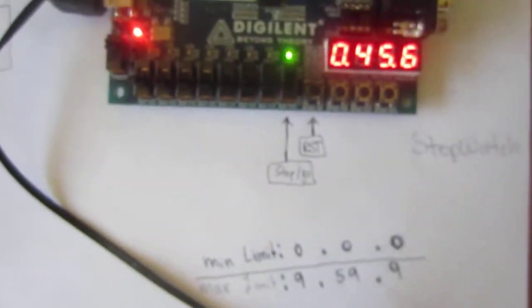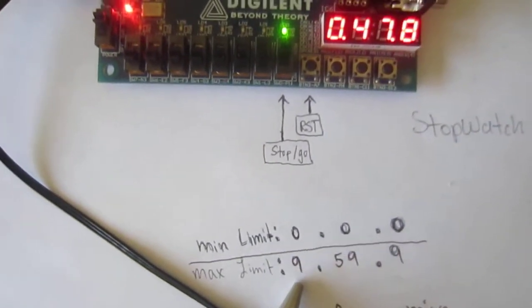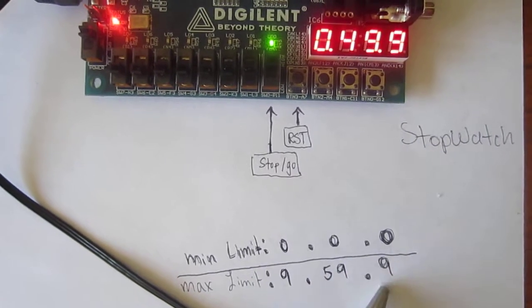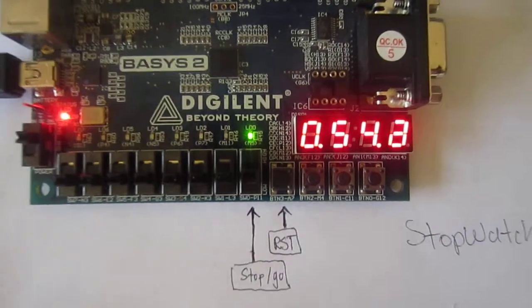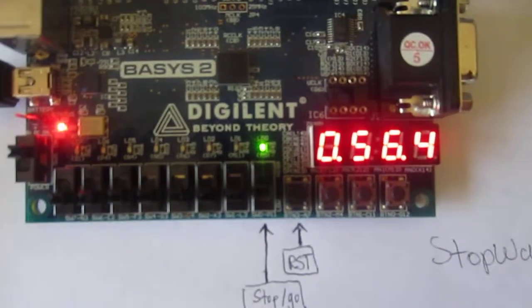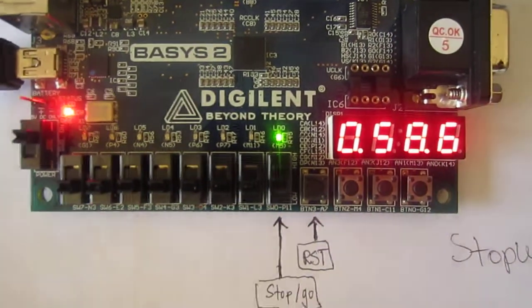Based on the way I have set it up, the maximum I can go to is 9 minutes 59 seconds with 900 microseconds. After that, it's going to roll over to zero. And real quick, you're going to see right here that it uses a digit in the far left for minutes.